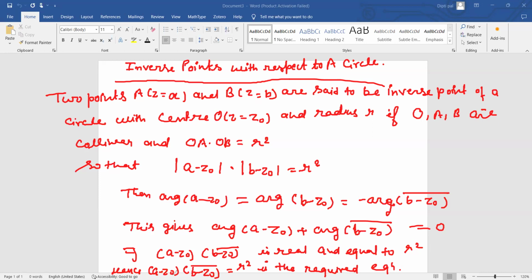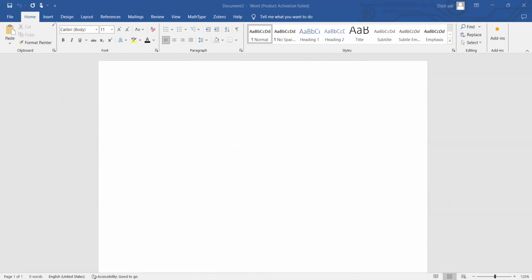Now from this we can deduce some results. So there is some deduction. First one, if Z0 equals 0, then A and B are inverse points.